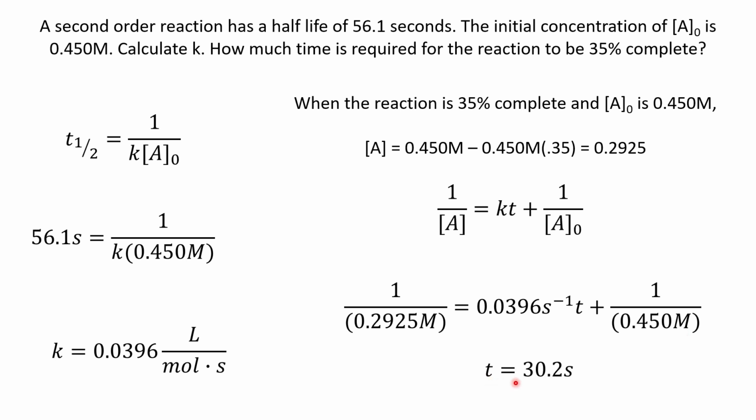And that gives me a T of 30.2 seconds. So you remember I said, well, if we're 35% complete, we shouldn't quite be at a half-life. And that makes sense. We're not quite at a half-life. Let's also work a problem where we're using the zero order half-life equation.